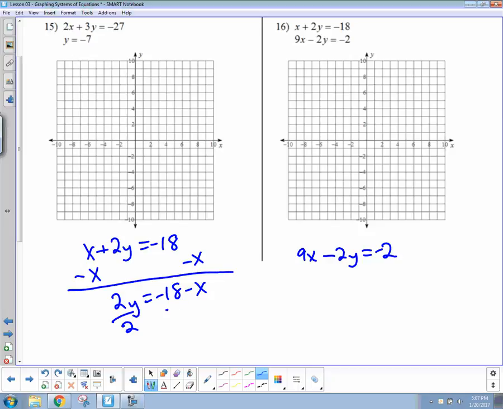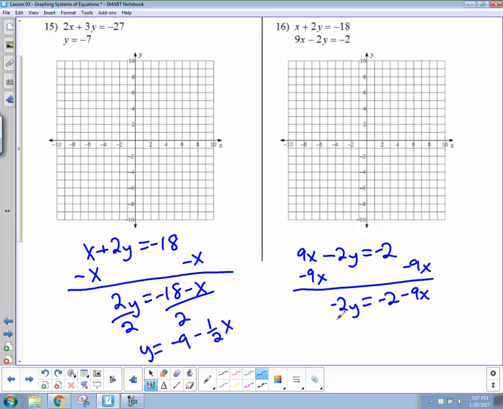Y equals negative 18 divided by 2 is negative 9. This will reduce to negative 1/2 x. This one, let's see, minus 9x from both sides. Draw your line. 2y equals negative 2, negative 9x. Divide by negative 2. Y equals, two negatives make a positive, 2 divided by 2 is going to be 1. Again, two negatives make a positive, but that 2 can't go in that 9. So 9 over 2 x.